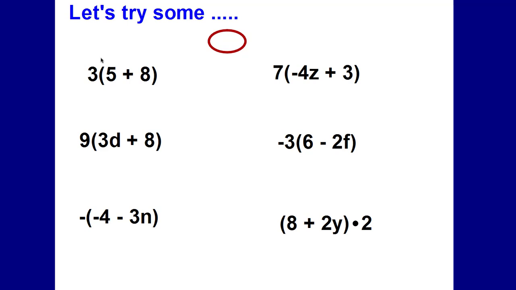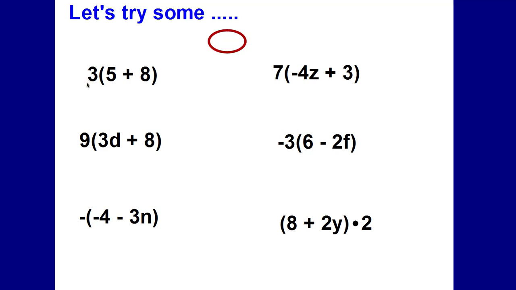Okay, our first expression is actually a numerical expression. It has all numbers, and yes, normally if we used order of operations, we would add the 5 and the 8 together first because it is inside the parentheses. Then we would multiply it by the 3. But we're going to use the distributive property on it this time.